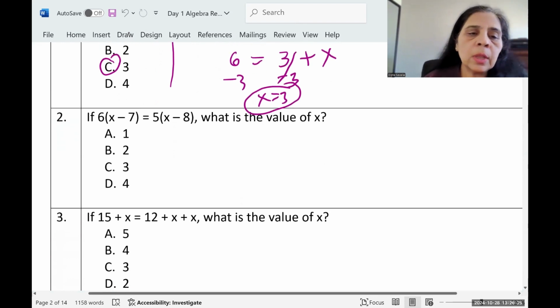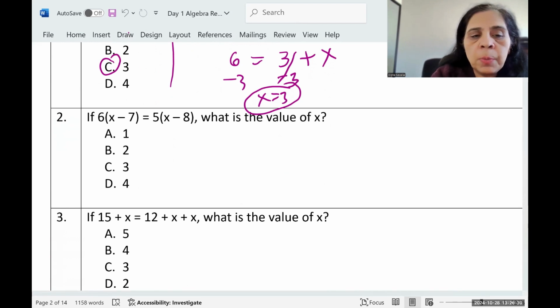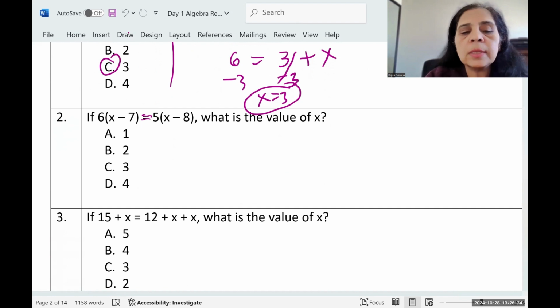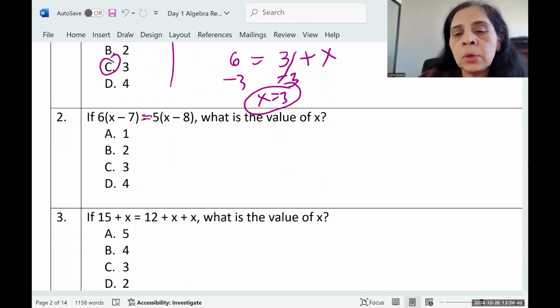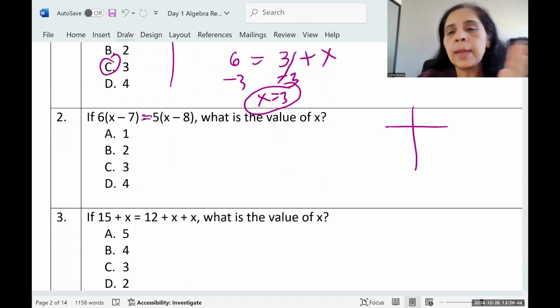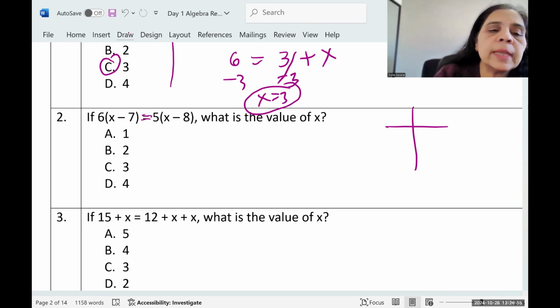Let's see the second one. We have a given equation with parentheses and an equal sign. You can enter this equation in Desmos and you will get the answer right away. When you draw the graph of this equation, you will get x equals something, so you will definitely get a vertical line. Wherever the graph crosses the x-axis, that is your solution. So let's see what you will get here.